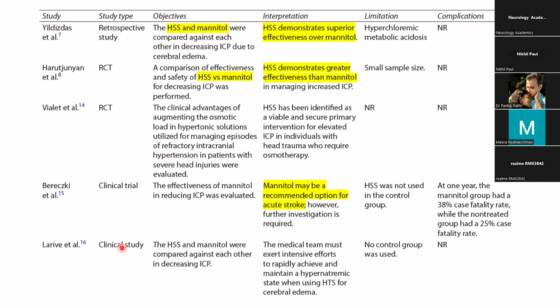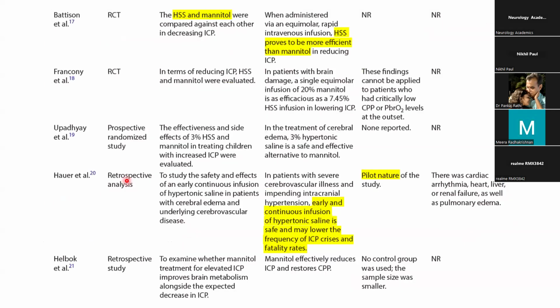Again, we look at some of the evidence. I'm not going into the details of each of these studies. Most of these studies showed that hypertonic saline was more effective than mannitol in controlling the ICP. And this one by Howard was a pilot retrospective analysis where they gave continuous 3% infusion in patients who did not have raised ICP initially. What they concluded was that early and continuous infusion is safe and may lower the frequency of ICP crisis and fatality rates. So early induction in a patient who is at risk for development of malignant cerebral edema, 3% saline is definitely safe and has a role in preventing further worsening.